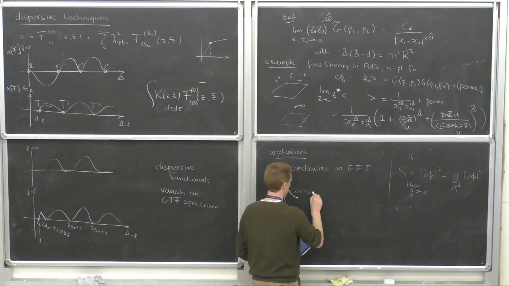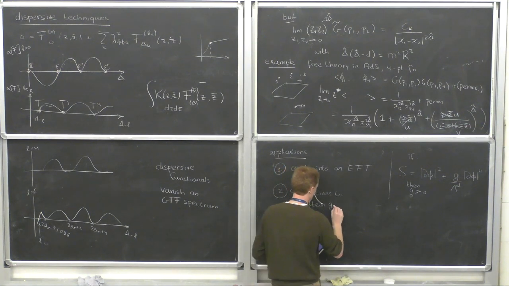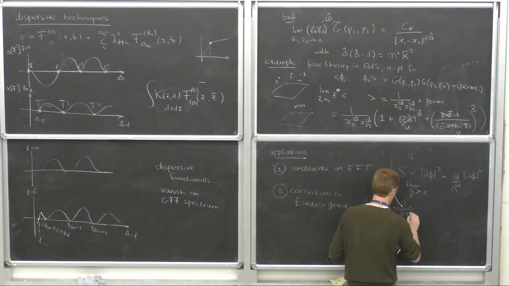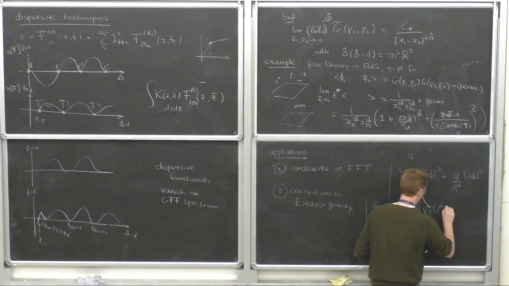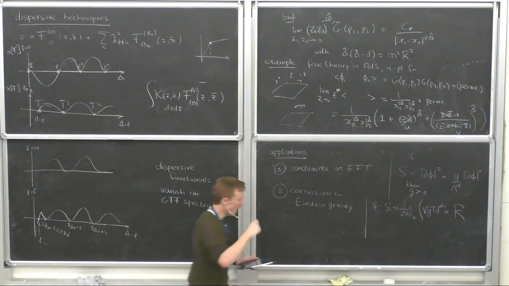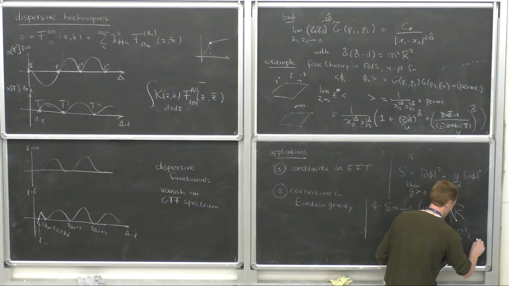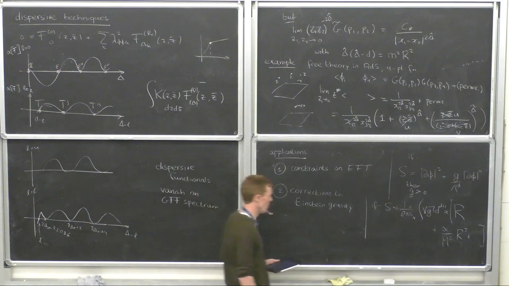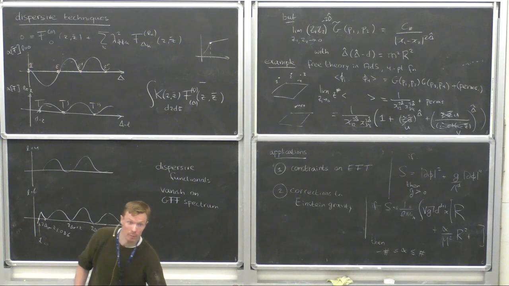You can do the same for another theory. You look at Einstein gravity. So if your action is the Einstein-Hilbert action, and then you add a correction like this, with some coefficient alpha, then from this game you can get rigorous constraints on this alpha. There are actual numbers there for the dimensionless coupling.